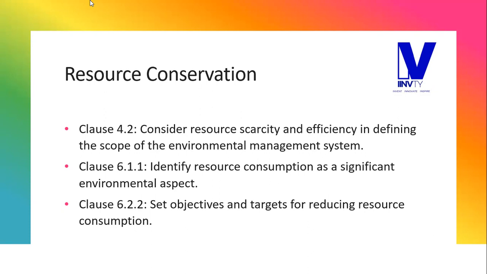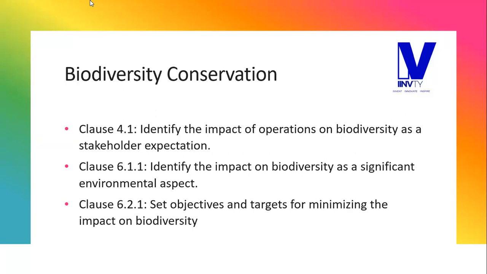And next, resource consumption as an aspect. Make sure that you have been using the resources you consume as an aspect of the environmental risk identification. Next, 6.2.2, make sure that you have been setting objectives and targets to reduce resource consumption. What are the resources you have been using? Make sure that you have an objective to reduce the consumption.